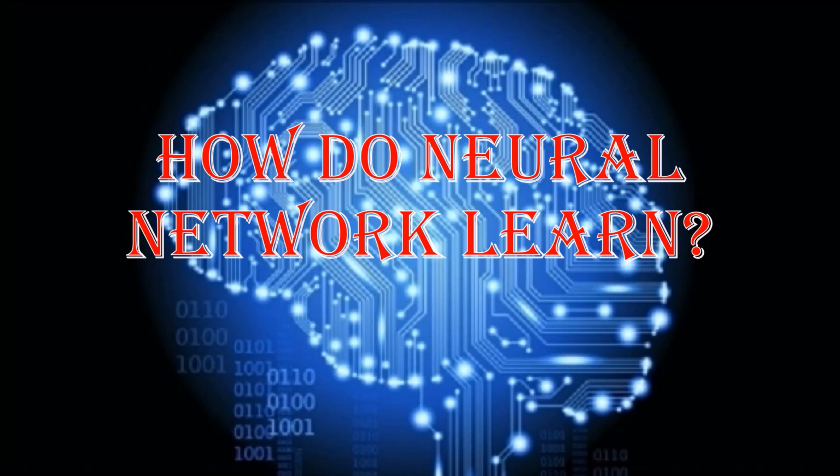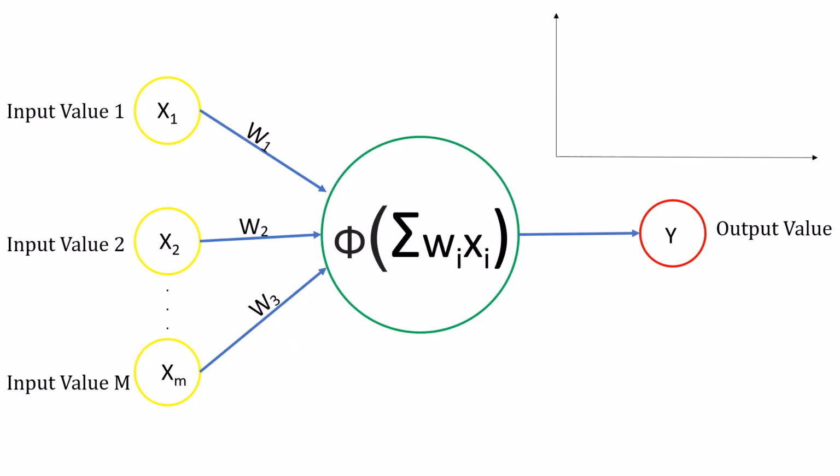In today's tutorial, we will see how the neural networks learn. Here is a very simple neural network with just one hidden layer. It is also called a perceptron. We will refer to the output variable as y cap, which is the predicted value by the neural network, and y is the actual value. So let's see how the perceptron learns.